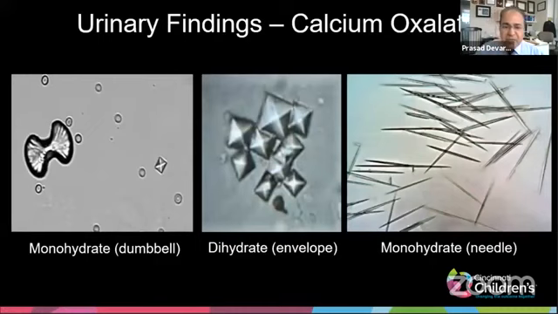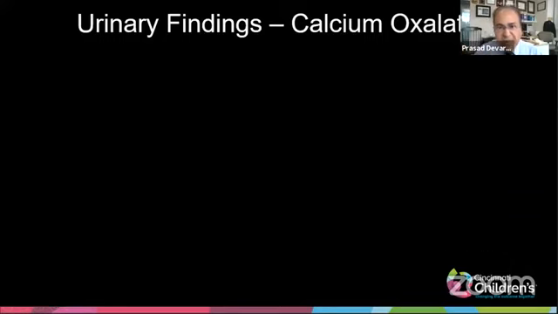Just to remind us, mostly urinary oxalate crystals look like envelopes. Those are the dihydrate form, but we can also see the monohydrate form, which is dumbbell shaped, and you can see monohydrate forms, which are needle shaped. And sometimes you can see multiple forms of calcium oxalate. And it's important to determine this because, as you'll see later, the type of crystals determines how hard or how soft the kidney stone is going to be.